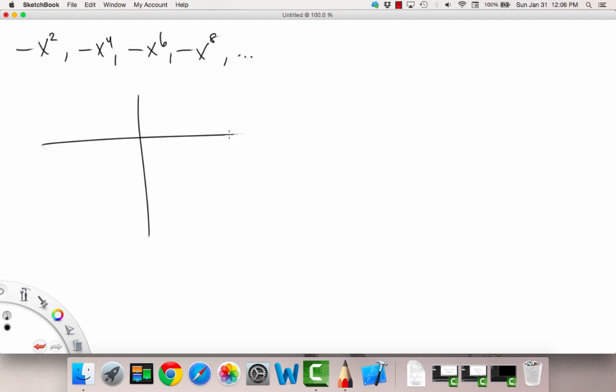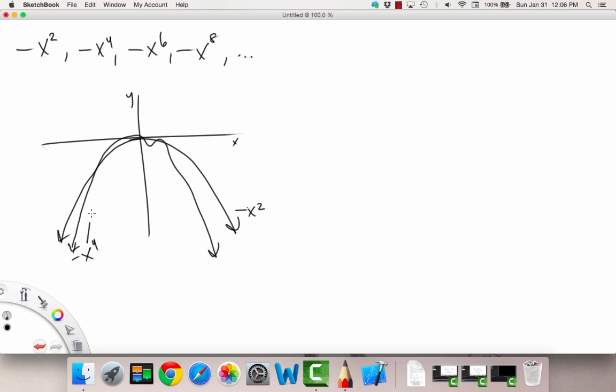So now we would have something that looks different. Here's our x and here's our y. Now our parabola would be flipped upside down. So this is negative x squared in this case. And then we have negative x to the 4th, which looks something like this. That was pretty bad, but we're getting the general idea. So everything just flips, this is a vertical reflection. Then negative x to the 6th and negative x to the 8th, something like that. They're all just pointing downward instead.